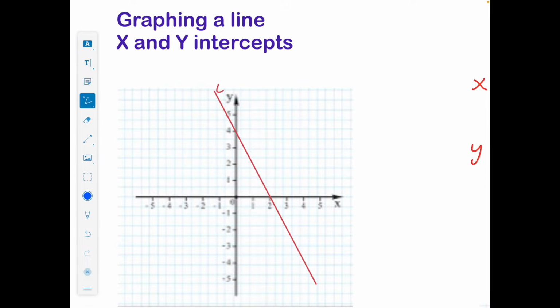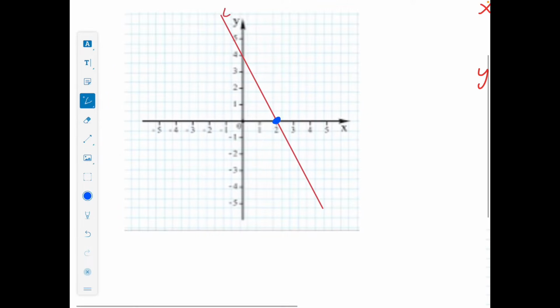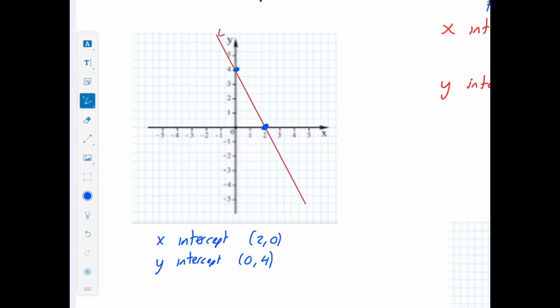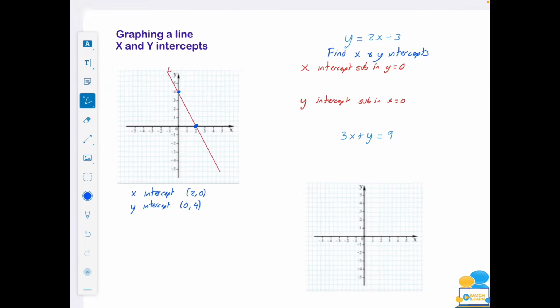So your x-intercept is where it crosses the x-axis. So if I look down here, that's my x-intercept. So the x-intercept for this example is 2, 0. Because you go 2 along this way, but you don't go up or down any, so your y is 0. And then your y-intercept will be this point here. So my y-intercept, where it crosses the y-axis, will be 0, 4. We didn't go right or left anywhere, we just went straight up 4. So that's where the 0 comes from.